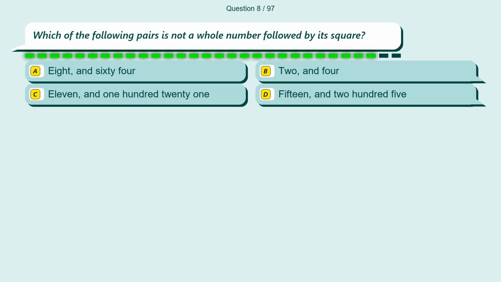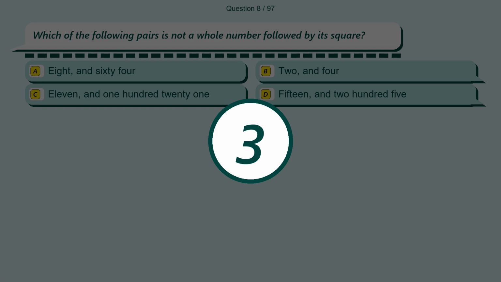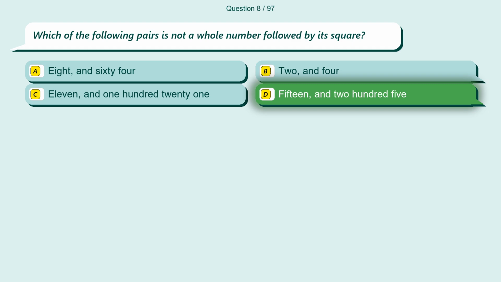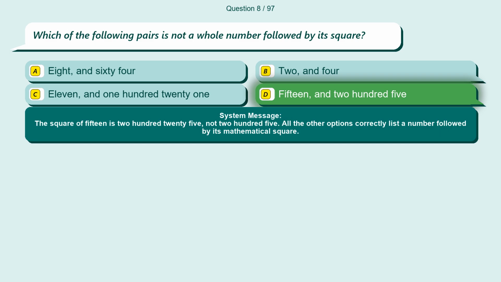Question 8. Which of the following pairs is not a whole number followed by its square? Option A, 8 and 64. Option B, 2 and 4. Option C, 11 and 121. Option D, 15 and 205. The correct answer is option D, 15 and 205. The square of 15 is 225, not 205. All the other options correctly list a number followed by its mathematical square.